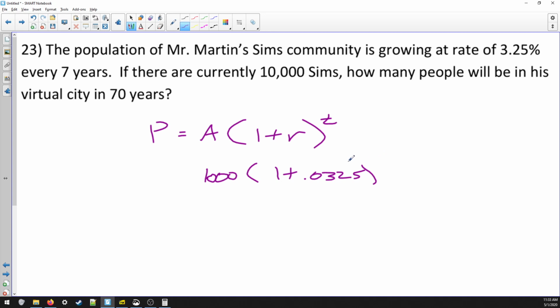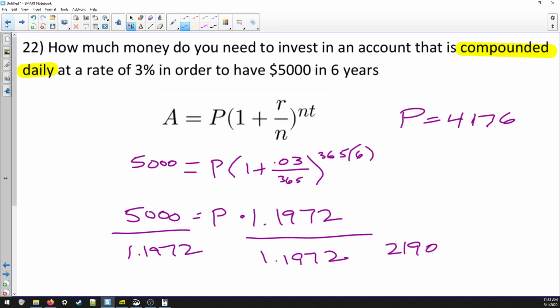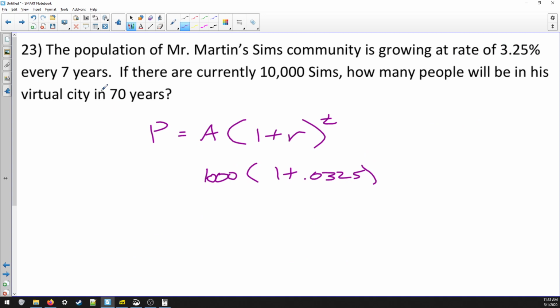Now, here's where we have to be careful. T in compounding is always done in years, so I had to plug in a 6 because it was 6 years. In this one, T represents how many times the increase happened, so it's a little bit more general. When they say this 3.25% is happening every 7 years, I'm going to say on year 7, 14, 21, 28, and keep going until I get to 70. So it's only happening 10 times.